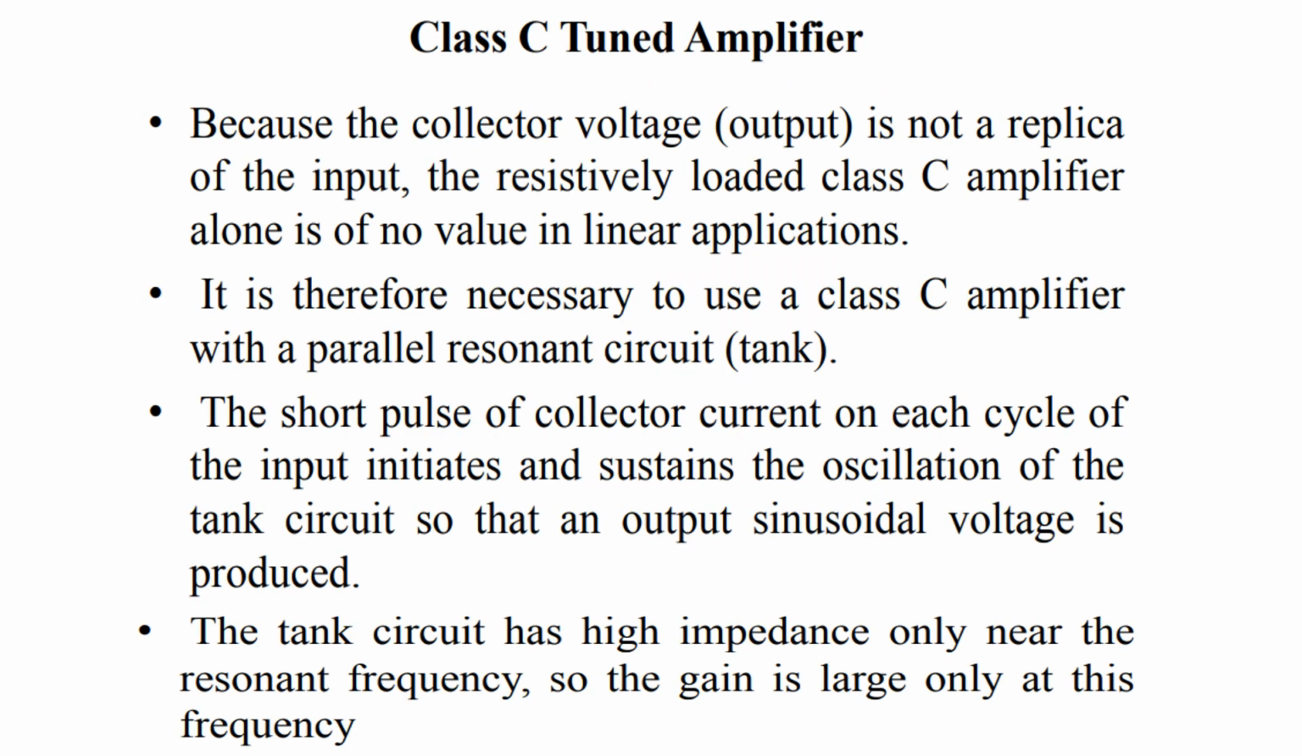Because the collector voltage is not a replica of the input, the resistively loaded Class C amplifier alone is of no value in linear applications. It is therefore necessary to use a Class C amplifier with a parallel resonant circuit, or tank circuit. The short pulse of collector current on each cycle of the input initiates and sustains the oscillation of the tank circuit so that an output sinusoidal voltage is produced. The tank circuit has high impedance only near the resonant frequency, so the gain is large only at this frequency.